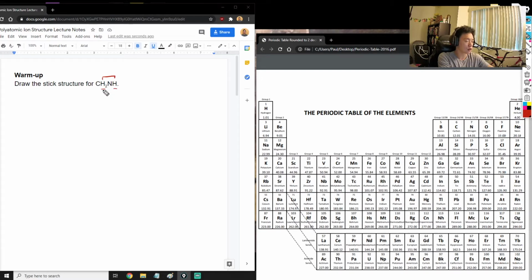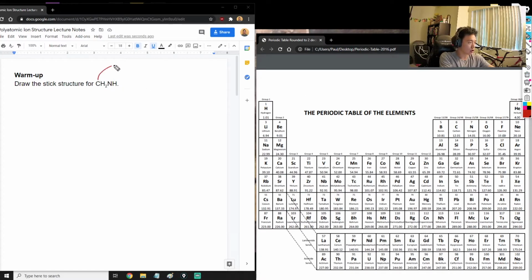That means they're most likely going to be connected to the atom that's in front of it. So we have CH2, that means these two H's are most likely going to be connected with that C, and then we have NH, which means that the H is most likely going to be connected with that N. So when we draw the structure for this, first thing that we want to do is count up how many total valence electrons there are.